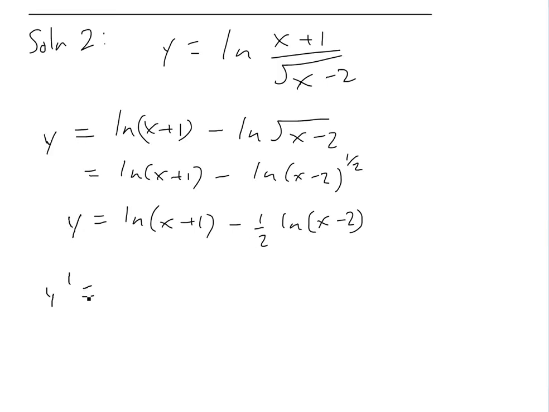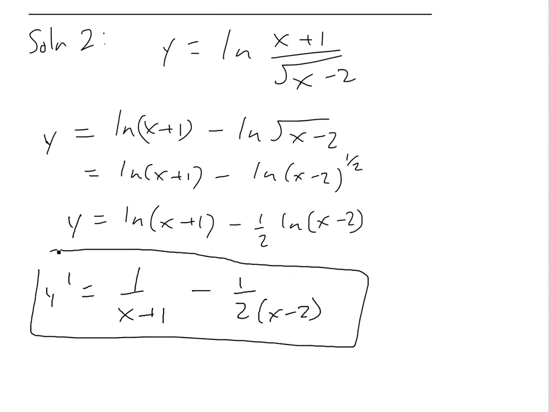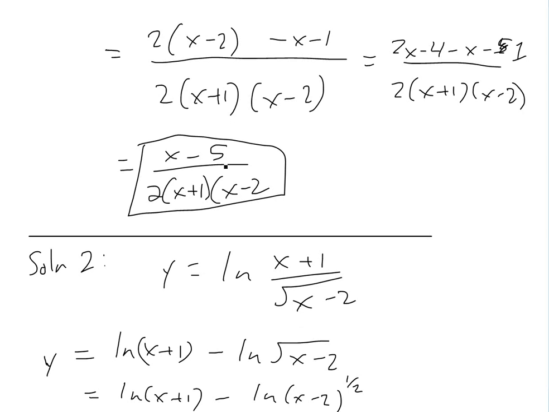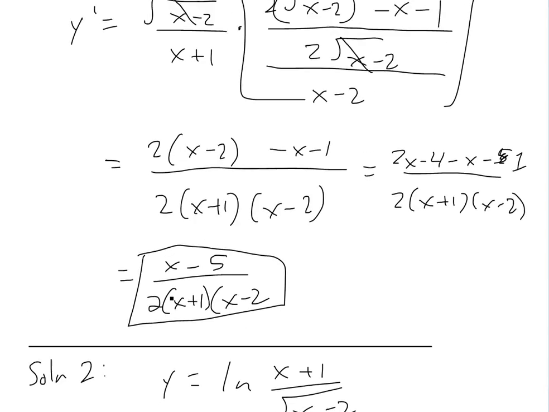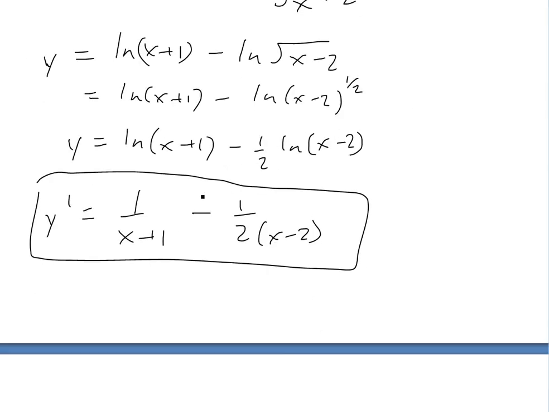So y prime would just equal 1 divided by x plus 1, and then subtracted by, well, this is going to be 1 over 2, and then flip this down, so x minus 2. And there you go, that's our answer. This is the exact same thing as this one right here. If we just use a common denominator, you could even test that out yourself.